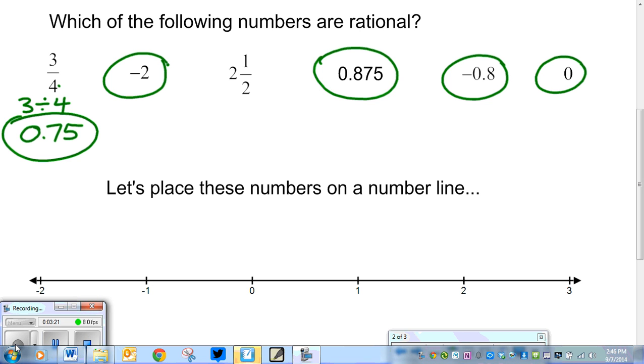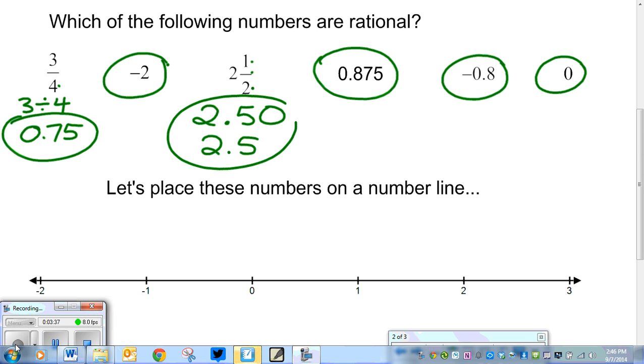2.5. So this is like saying we have 2 whole dollars and half of a dollar, so 2.50. Again, if we wanted to, we could turn this fraction into a decimal by going top divided by bottom. And again, we would get 2.50 or 2.5. Either way, it is a decimal that ends, so this also is rational. So all of these are examples of rational numbers.